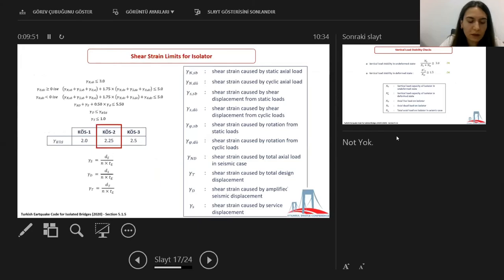For LRB design, we are doing many checks, but shear strain limit checks and vertical load stability checks are very essential, and these directly affect isolator design. Shear strain is the ratio of demand displacement over the total rubber thickness. The new code specifies shear strain limits considering service displacements and seismic displacements. According to the code, gamma can be 2.25 for our considered bridge. It means shear strain caused by amplified seismic displacement can be 2.25 times the total rubber thickness of LRB.